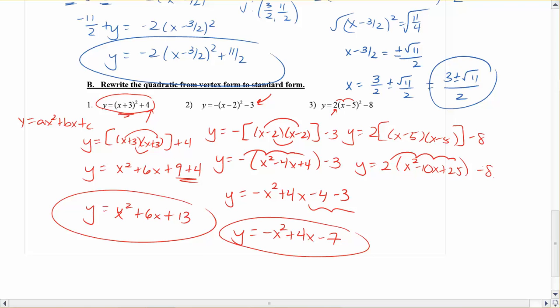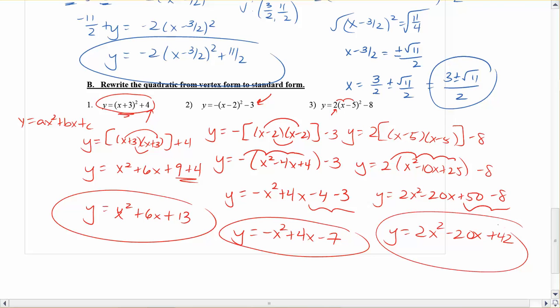distribute first. I'm not adding until after I multiply, because multiplication is more important than addition. 2x squared minus 20x plus 50. I still have that minus 8. I'm only going to use that in the last step when I combine my constants. 2x squared minus 20x plus 42. And now I'm in standard form.